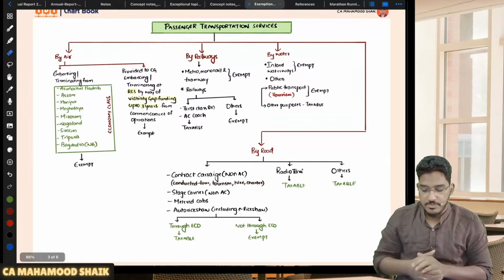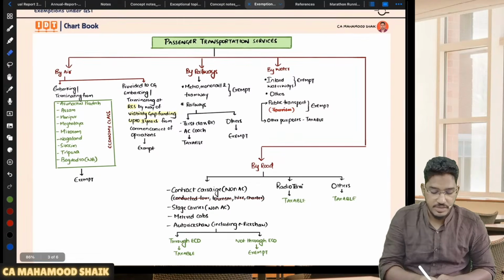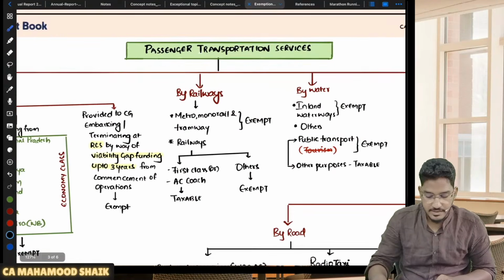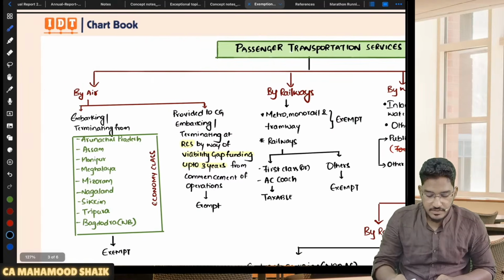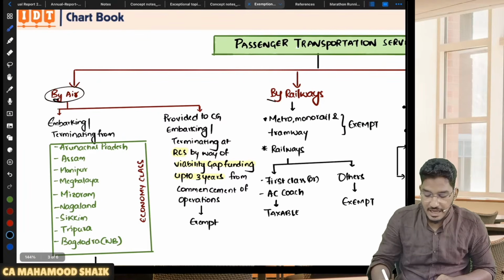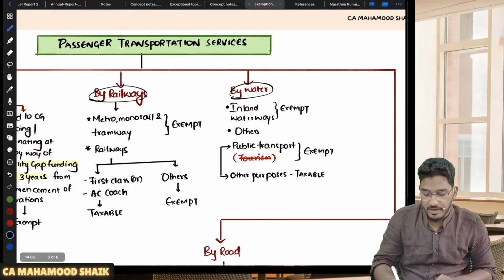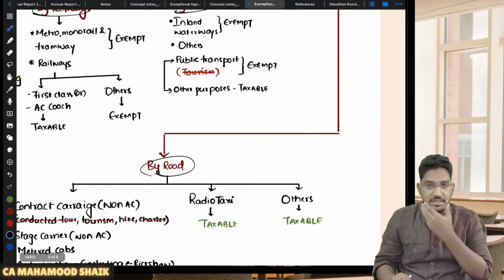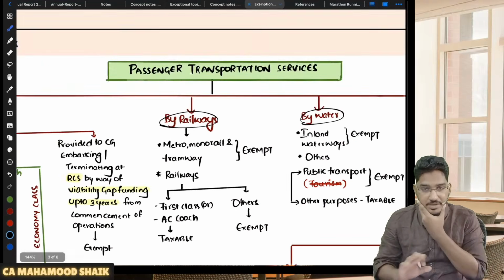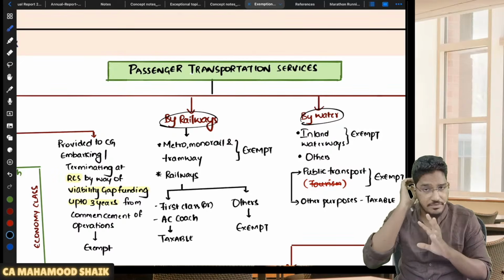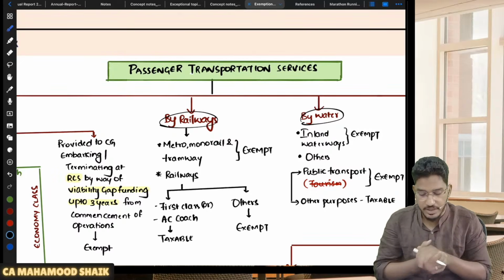So coming to passenger transportation services, what are the exemptions associated with them? Let us see. Passenger transportation services can happen by way of air. It can happen by railways. It can also happen by water. It can also happen by road. Passenger transportation services can happen in different manners. So when exempted and when not exempted, we'll try to have a look at it.